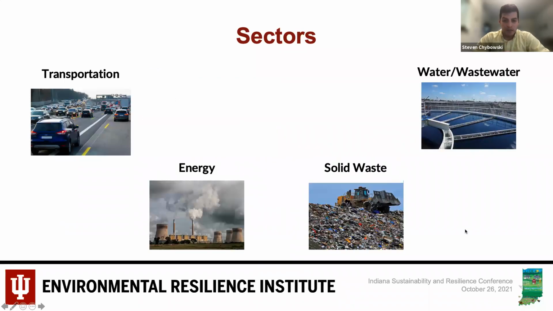Another way that all of the emissions are categorized is by sectors. And so sectors are more of like what category these emissions are coming from, what use these emissions are coming from. So the 4 primary sectors that are generally looked at are transportation, so all the on-road, off-road, passenger and freight transportation going on within your jurisdiction, energy use, solid waste, and water and wastewater.